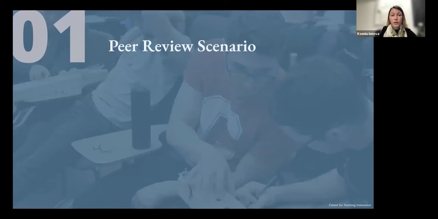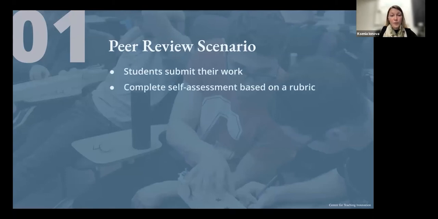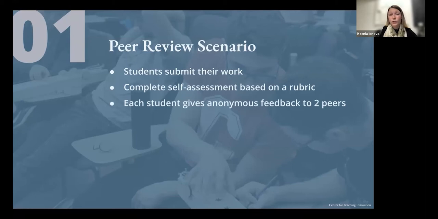The first scenario is a peer review scenario, within which students would submit their work, their draft work, perhaps complete self-assessment based on a rubric that was provided by the instructor. They would each then provide anonymous feedback for two other peers. And finally, they would read the feedback that they received from their peers and reflect on that feedback.